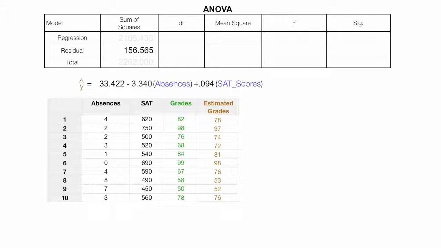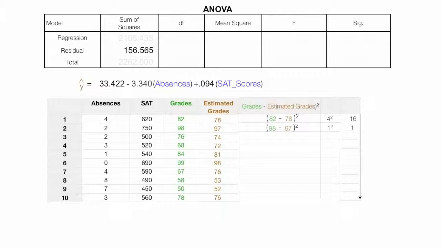And now I'm going to take the difference. Now, hang on here for a second. It doesn't make a difference if I take grades minus estimated grades or estimated grades minus grades, because I'm going to square it. 82 minus 78 is 4, and 4 squared is 16. And I'm going to repeat this just like I did before for each of these grades minus estimated grades. I'm going to sum it all up.